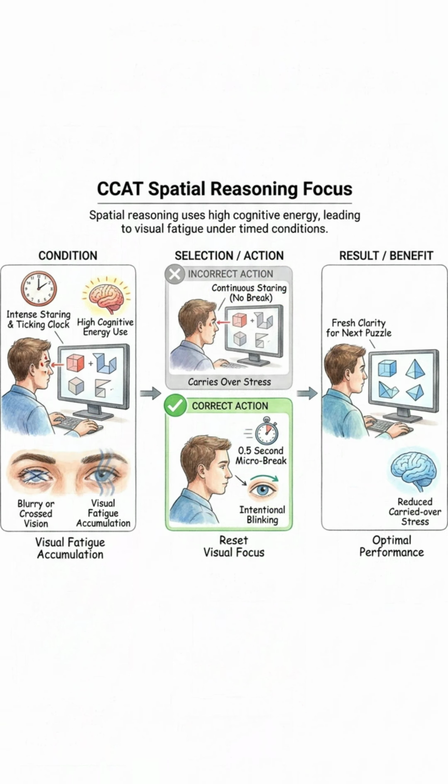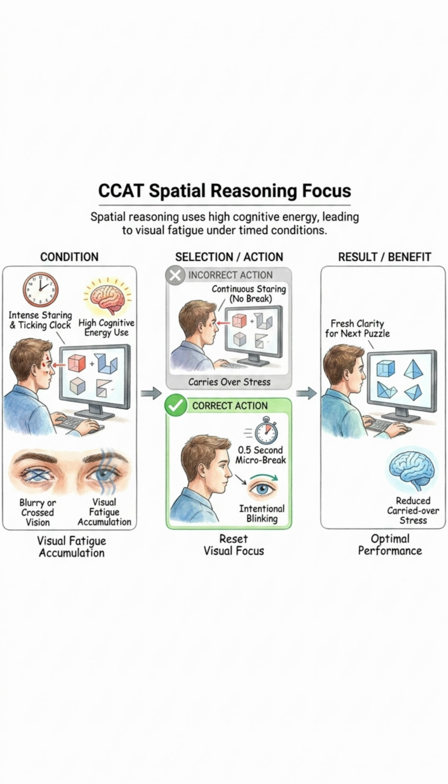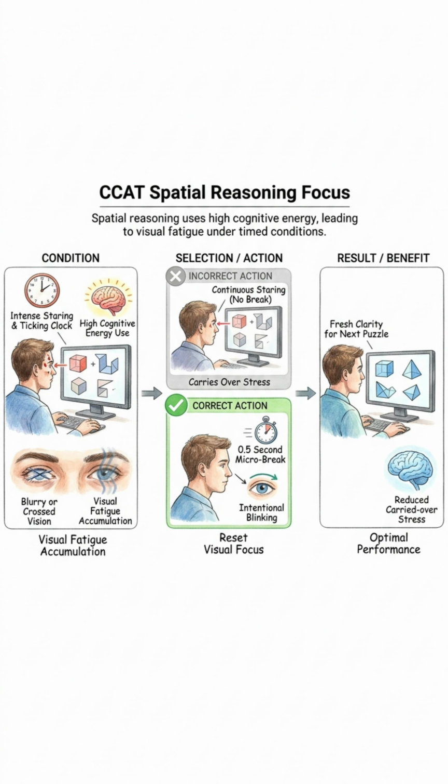It is important to know that spatial reasoning requires a high amount of cognitive energy, and visual fatigue is a real factor on the CCAT. Staring intensely at geometric shapes while the clock ticks down can make your vision feel blurry or crossed. To combat this, practice glancing away from the screen for just half a second between questions to reset your visual focus. Blinking intentionally and taking a tiny micro break allows your brain to process the next set of shapes with fresh clarity rather than carrying over stress from the last puzzle.